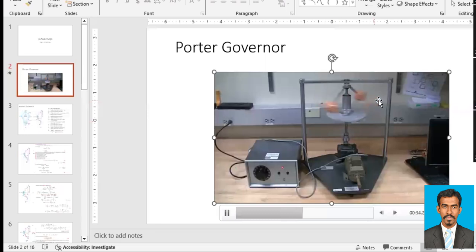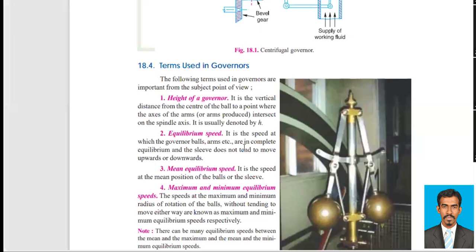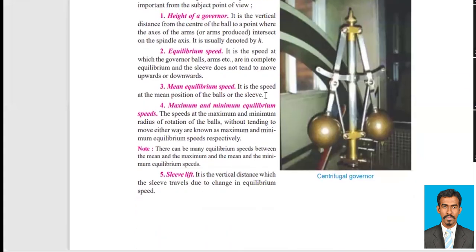Similar is the case with the balls, they are rotating at this particular position. This is called the equilibrium position. So the ball, sleeve, and arm, everything in complete equilibrium is called the equilibrium speed. And then we have the mean equilibrium speed. This is the speed at the mean position of the balls or the sleeve, right? We know the mean position.